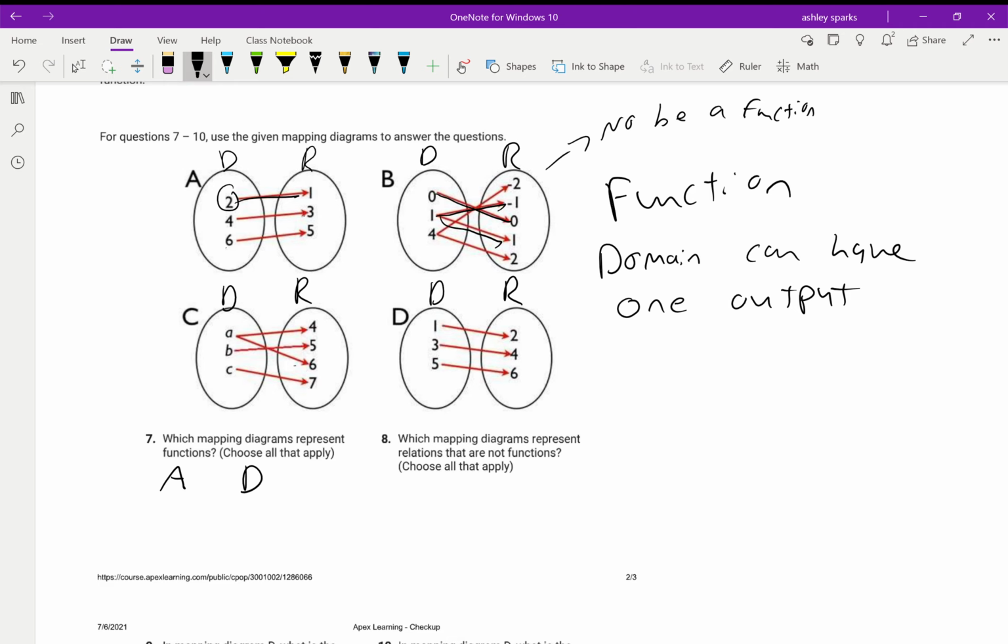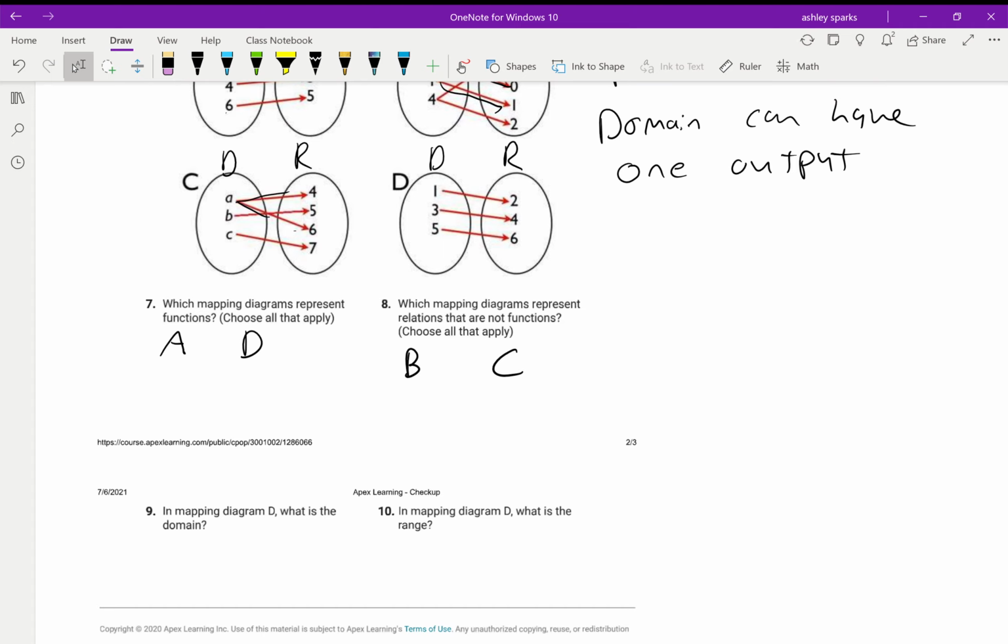Which mapping diagrams represent relations that are not functions? Because both B and C have this V happening from one of my domain values, one of my inputs, I'm going to say B and C. Okay?